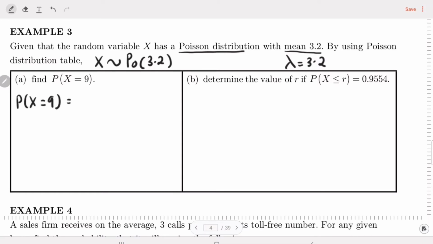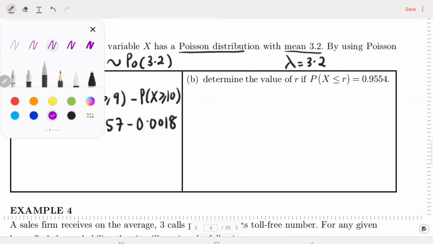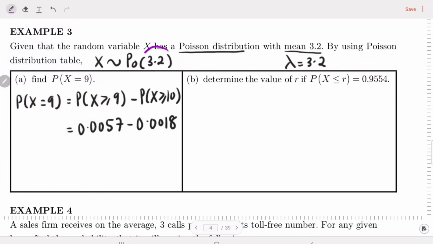So probability x equal to 9, we need to change it into x greater than or equal. It's going to be probability x greater than or equal to 9 minus probability x greater than or equal to 9 plus 1, which is 10. And then just look at the Poisson table. You're going to get the answer, which is 0.0057 minus 0.0018. Make sure that you look at the Poisson table with lambda 3.2.